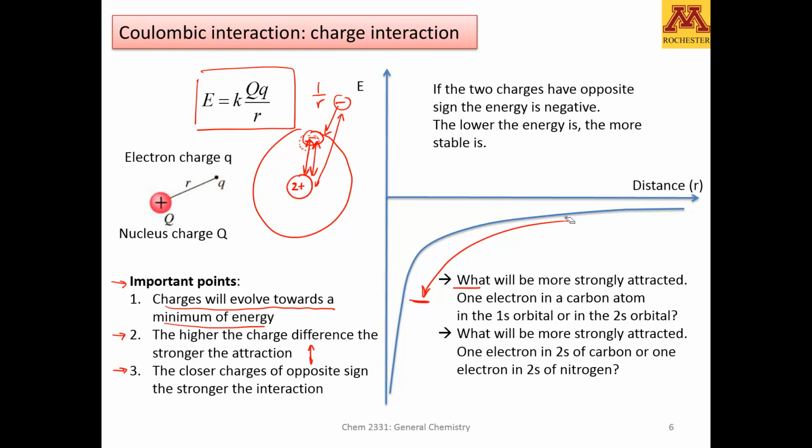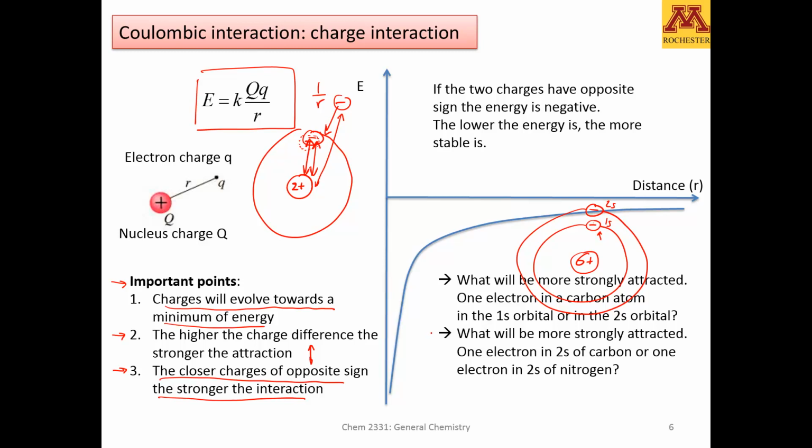In this case, we have to remember that the carbon atom has a 6 plus nucleus, and the 1s orbital may be here and the 2s orbital may be here. We just said that the closer the charges of opposite sign, the stronger the interaction. So this electron, the one in the 1s, will be more strongly attracted than the 2s because it's closer. Therefore, it will be harder to remove. I'm thinking, for example, of X-rays or any other kind of dangerous electromagnetic radiation.